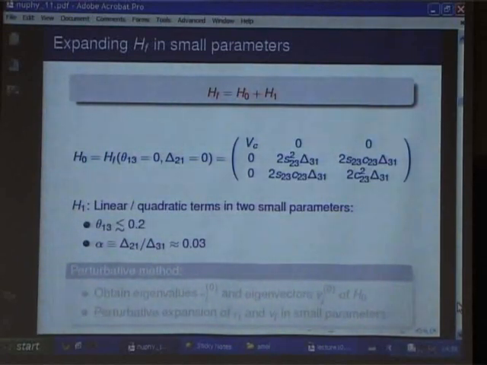So the first thing we have to do is identify what are the small parameters. If you don't know the small parameters, you can't expand, so then you can't use perturbation theory. Fortunately, we have in our problem two small parameters. One parameter is theta 13, which we know is small. You know theta 13 is smaller than 0.2. That's small enough. The second small parameter is the ratio of solar delta m square to atmospheric delta m square, which is called alpha. So delta m21 squared divided by delta m31 squared, and that's nearly 0.03.